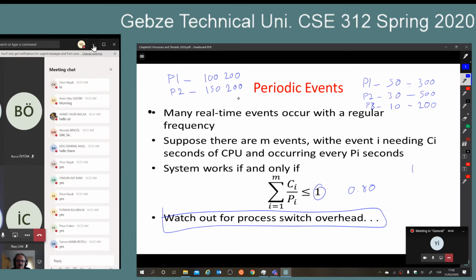So if you add them up, 100 over 200 plus 150 over 200, it's going to be larger than 1.0. So you cannot schedule them on a real-time system.